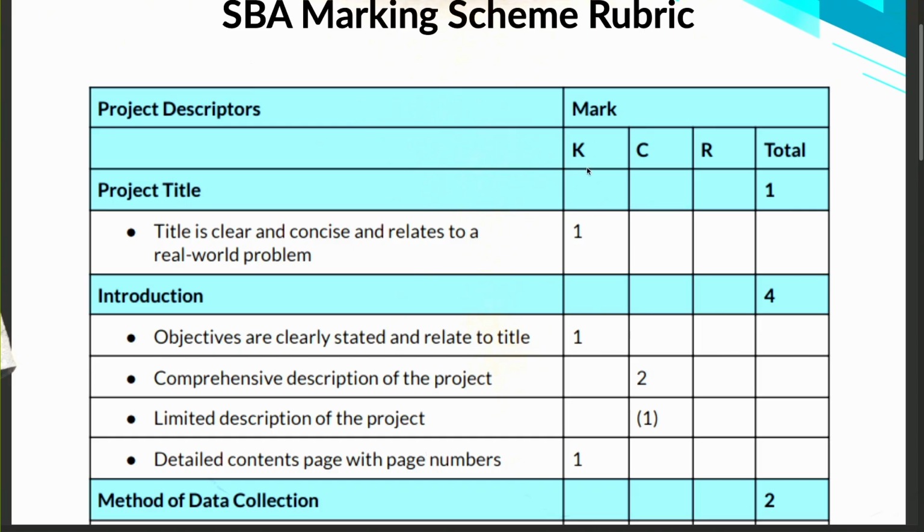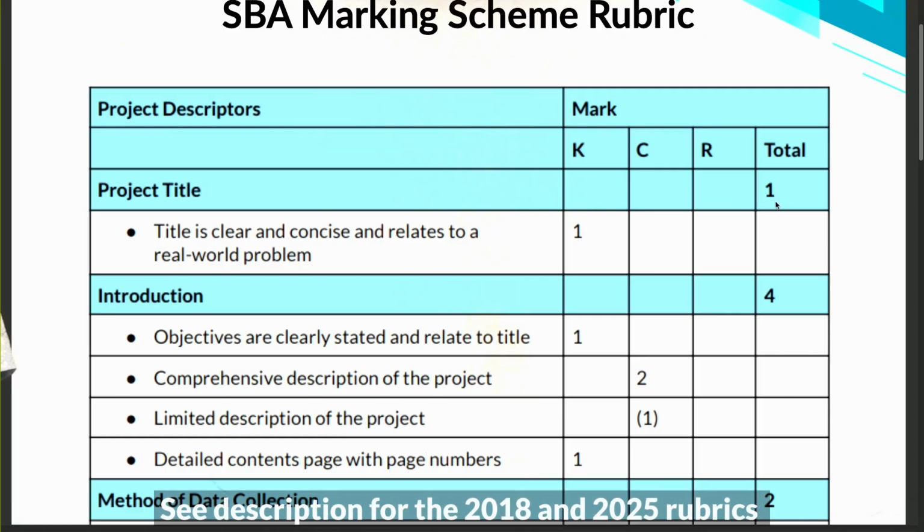Now this is K. K is for knowledge, C is for comprehension, and R is for reasoning. So the project title mark has 1 mark and is a knowledge mark, and this is the total here.